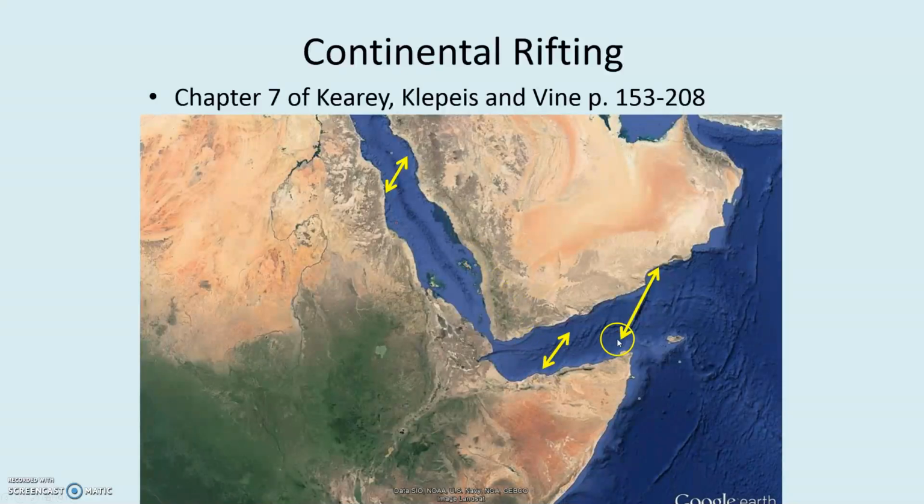And it turns out that it's moving faster out here than it is up here, which means that this bit of Africa is being pushed off in this direction, and we're getting a rift valley forming down here. And this is the East African Rift Valley, and we see volcanoes developing in this rift system.